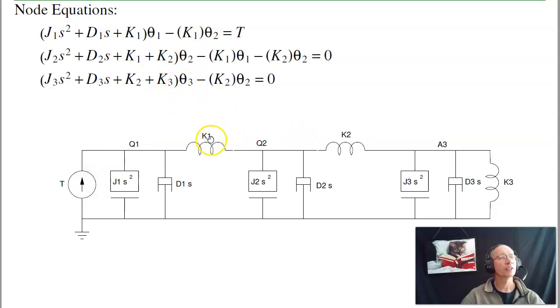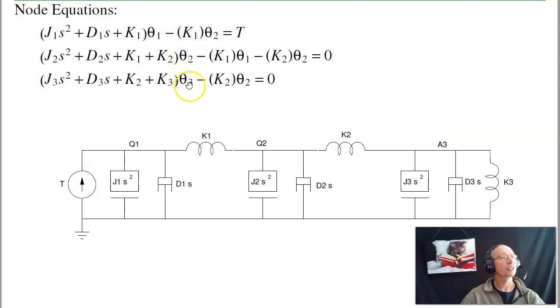At node 2, the admittances attached to the node times theta 2, minus the admittances between nodes 1 and 2 times theta 1, minus admittances between nodes 2 and 3 times theta 3, and I misspelled theta 3, equals the current to the node, 0. And at node 3, all the admittances attached to node 3 times theta 3 minus the admittances between nodes 3 and 2 times theta 2.